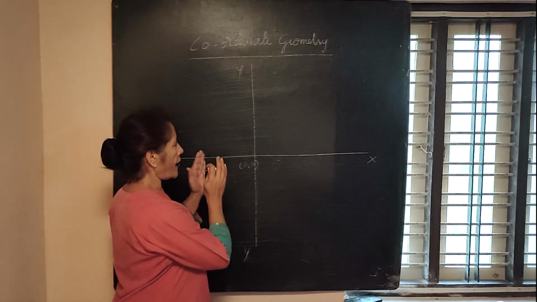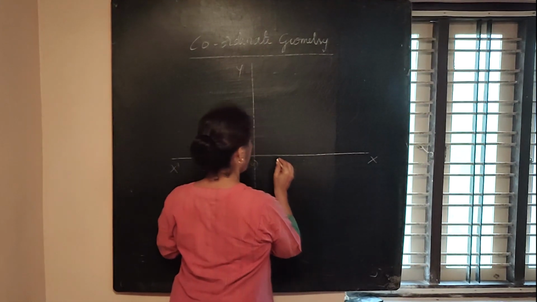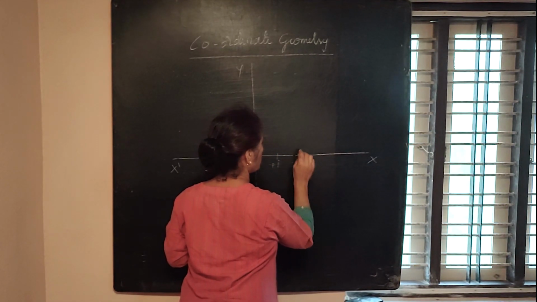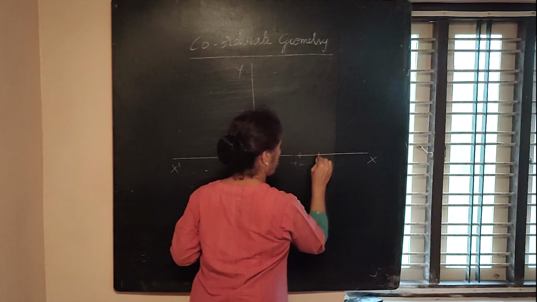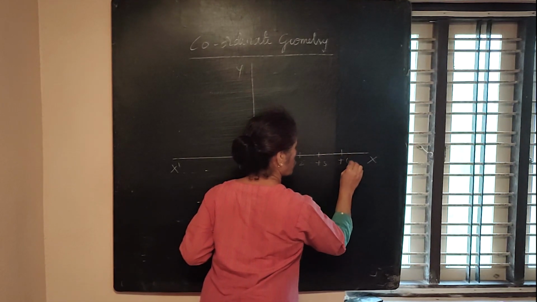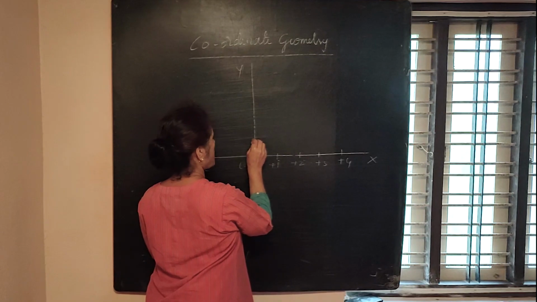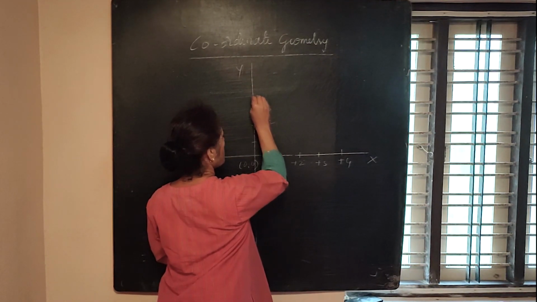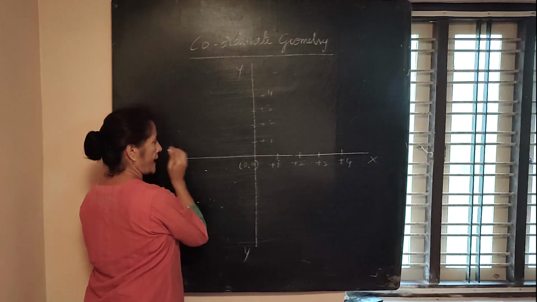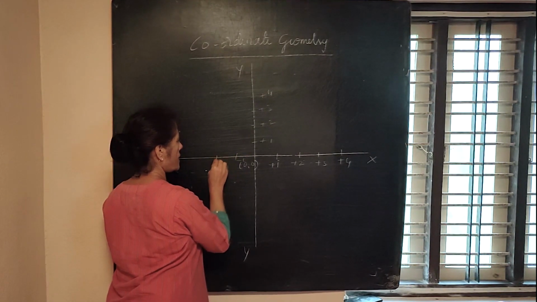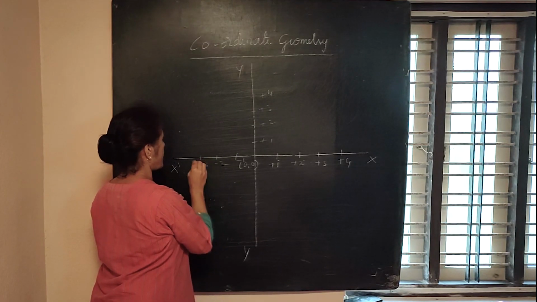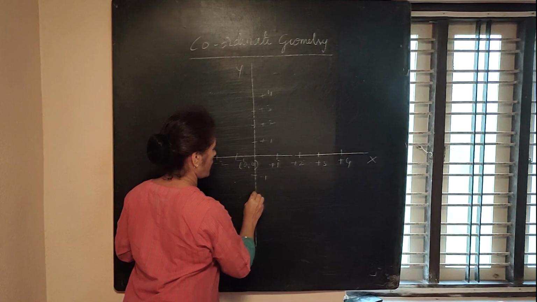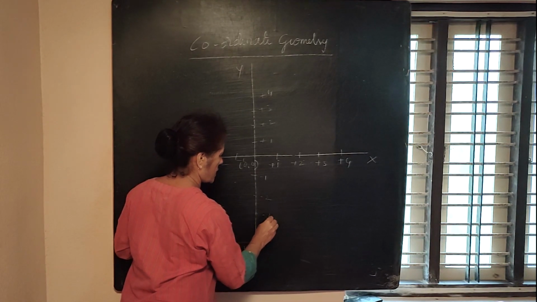When I move to the left hand side, this is the positive side: plus 1, plus 2, plus 3, plus 4 and so on. Here plus 1, plus 2, plus 3, plus 4. This side negative: minus 1, minus 2, minus 3, minus 4. And this side again negative: minus 1, minus 2, minus 3, minus 4.